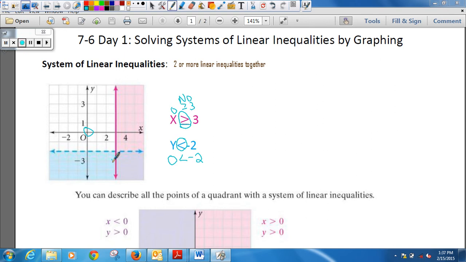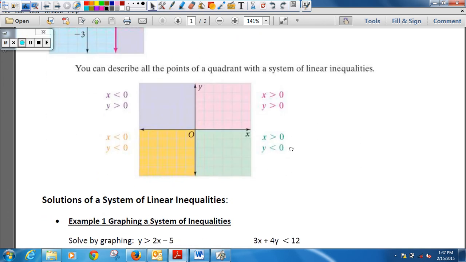So the part that is shaded together, which is right down here, is the solution of both of them. And that includes the pink line because the pink line is solid. So if I pick a point from down here, let's say I pick the point 5, negative 3. It's in both the pink and the blue region. So on this one, is 5 greater than or equal to 3? Yes. And on the second one, is negative 3 less than negative 2? Yes. So it worked in both of them, so our region is correct.